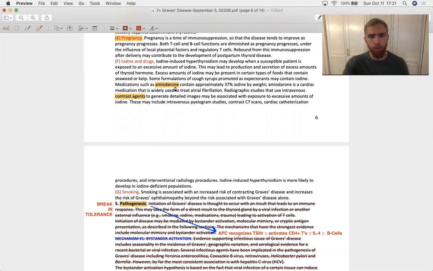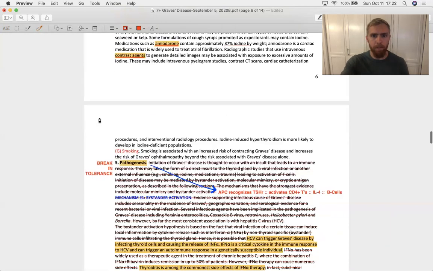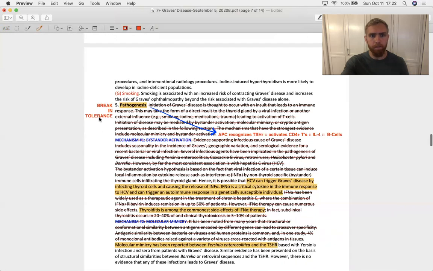Shout out amiodarone, which is 37% iodine by weight. Why would we give amiodarone? Rhythm control and cardioversion. Atrial fibrillation. And also, contrast agents. When you order that contrast CT, many of them contain iodine. So that's something as well to be acutely aware of.